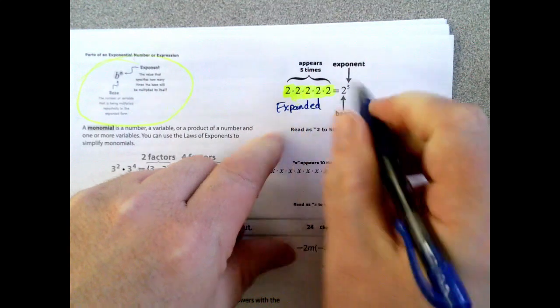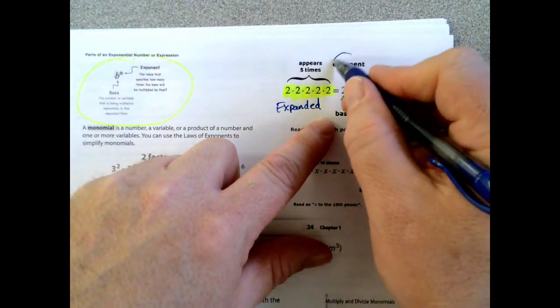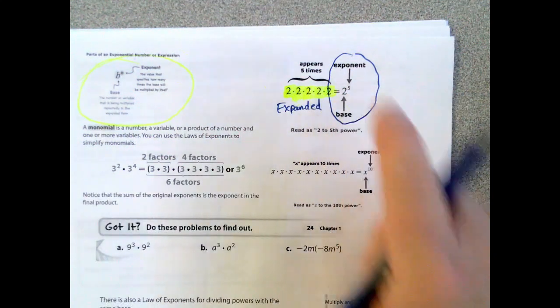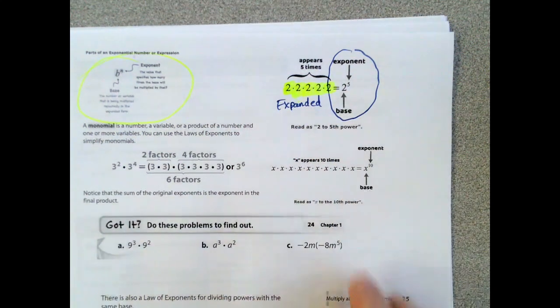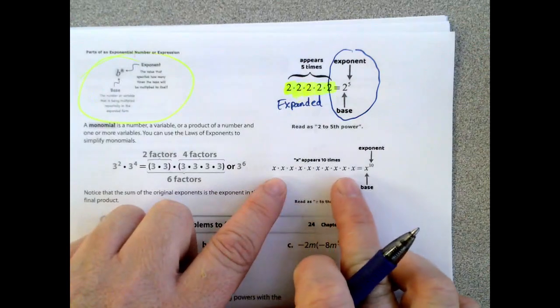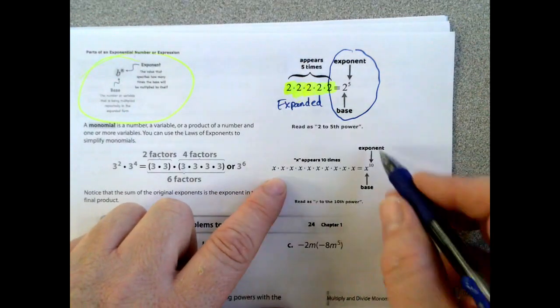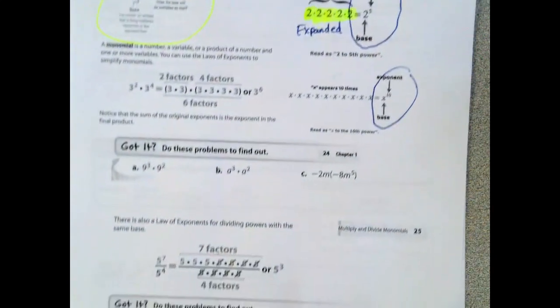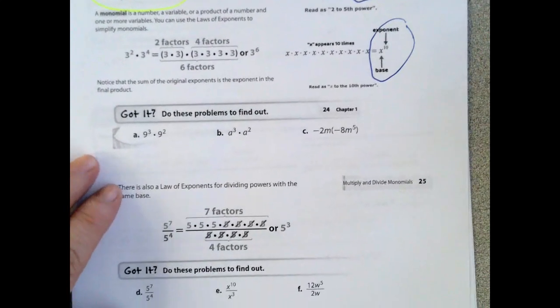And if we want to wrap it up really nice and neat, we use these exponents right here. So this is equivalent to 2 to the 5th power. And that's more examples. You could do it with x's. Instead of writing all these x's out, you could just do x to the 10th. So you get some got it problems.